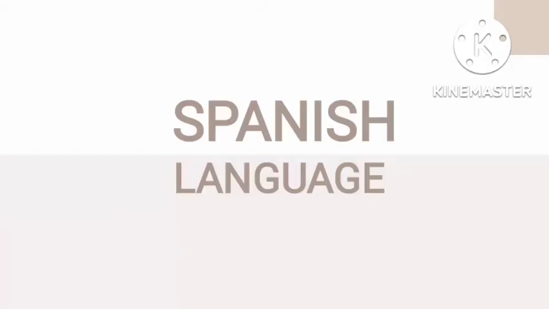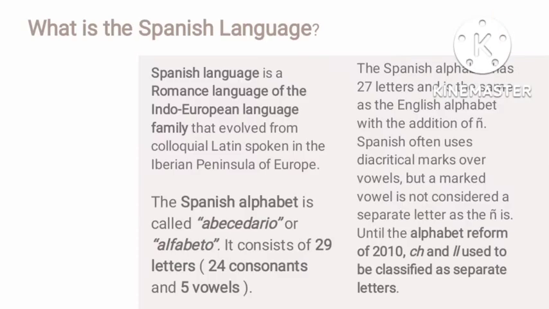The Spanish language. What is the Spanish language? Spanish language is a Romance language of the Indo-European language family that evolved from colloquial Latin spoken in the Iberian Peninsula of Europe. The Spanish alphabet is called abecedario or alfabeto. It consists of 29 letters, which is 24 consonants and 5 vowels.